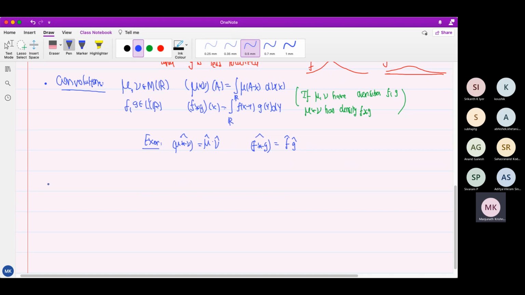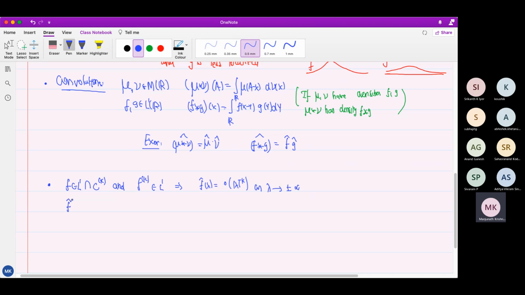Now let me come to decay versus smoothness. If f is in L1 intersection C^k and f^(k) is in L1, this implies f hat of lambda is little o of mod lambda to the minus k as lambda goes to plus minus infinity. I had indicated this last time. Exactly the same proof, except whatever factors of 2 pi were there are not going to be there.